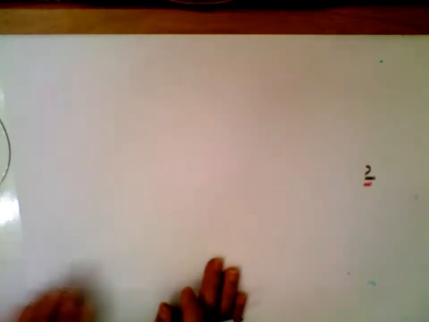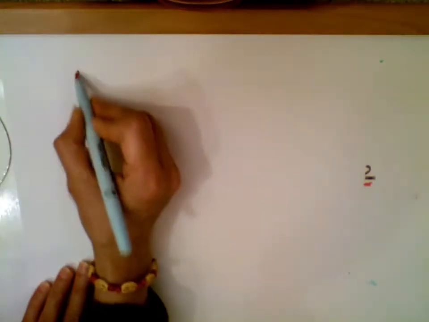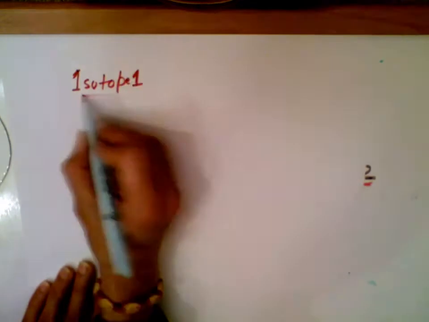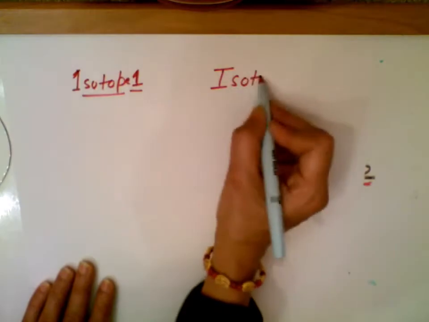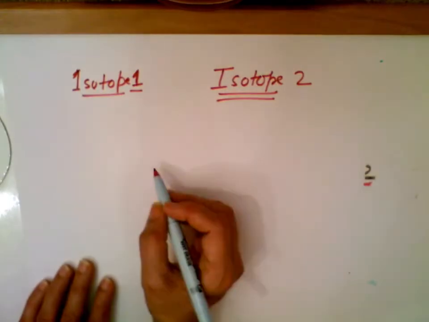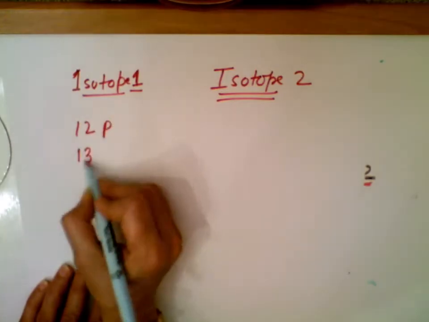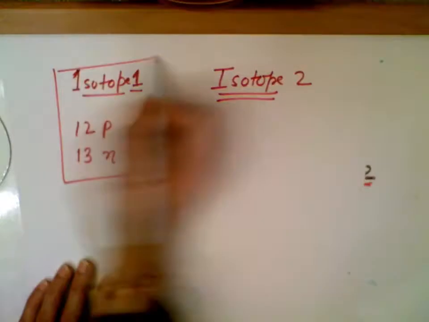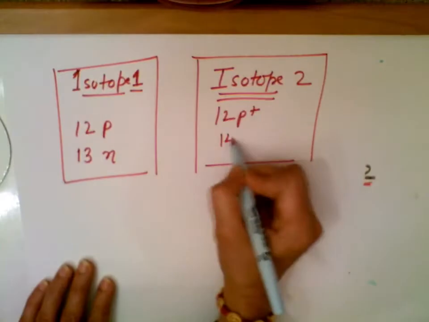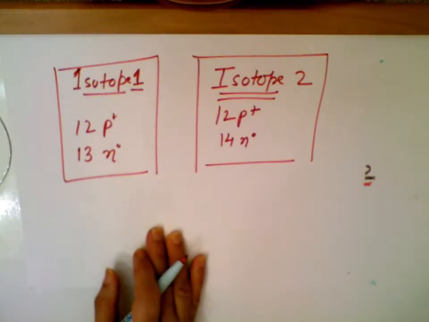Sometimes you may be asked to tell the name of elements. So you are given two isotopes, isotope 1 and isotope 2, but you don't know what these isotopes are. All right. You are given protons and neutrons. So you have 12 protons and 13 neutrons for this isotope, and for this one, you have 12 protons and 14 neutrons.